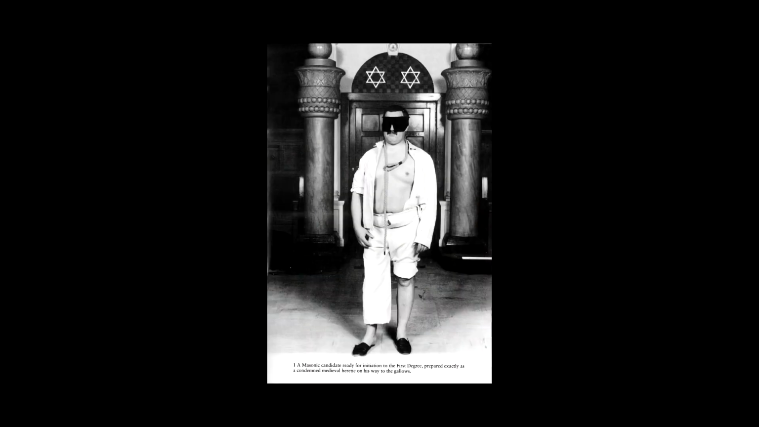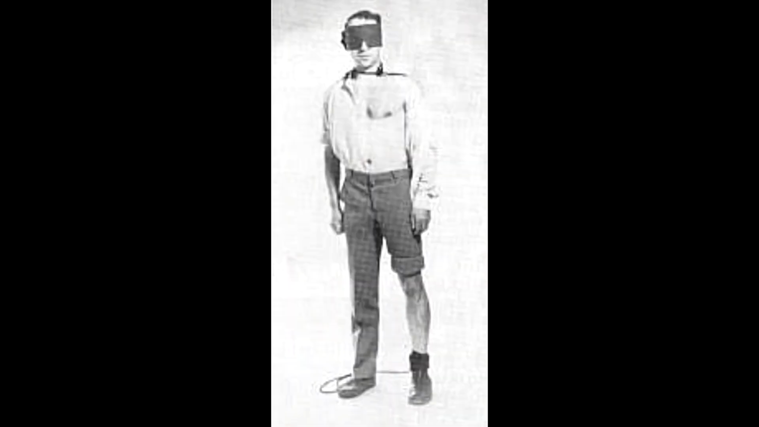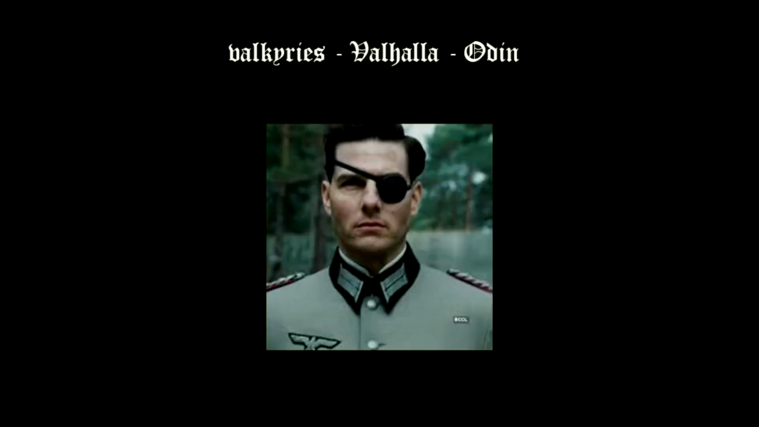Here you see a picture of a Freemason ritual, and the rope stands for hanging in the tree of life, Yggdrasil. One leg refers to the limping, and the blindfold is a reference to the one-eyed Odin. Here another reference to the one-eyed Odin, Valkyrie, Valhalla, Odin.